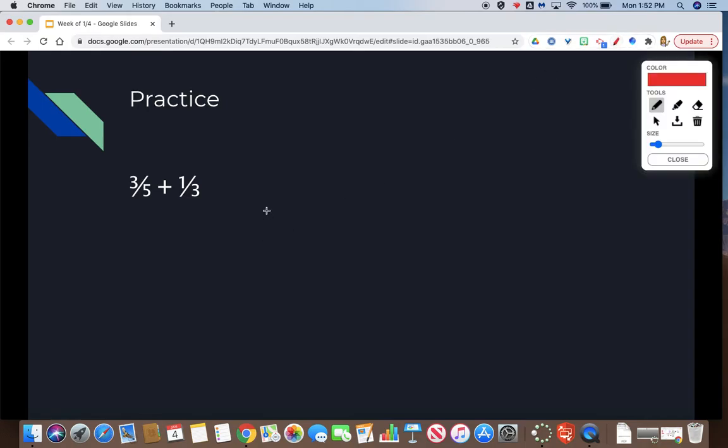3/5 plus 1/3. The first thing we want to do is find a common denominator for these two fractions. So we want to ask ourselves, what can 1/3 and 3/5 both become? You can always multiply them by each other. Sometimes there are other multiples that they would match up at. It's kind of like finding the least common multiple. For 5 and 3, the first multiple they're both going to meet up at is 15, which is just like multiplying them by each other.